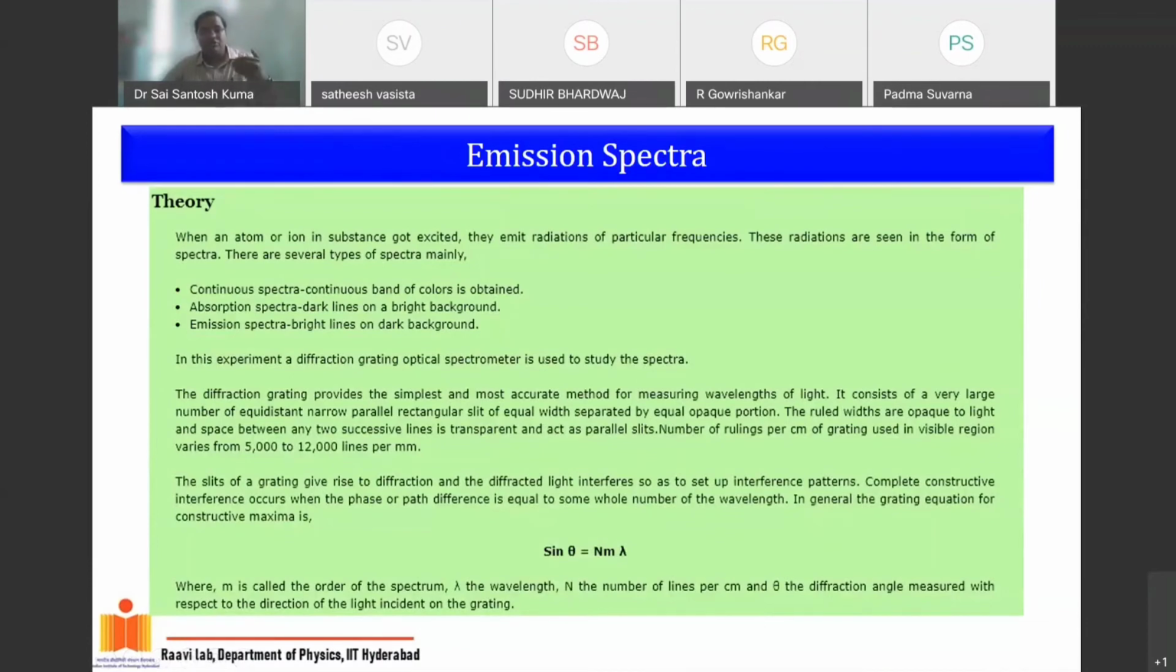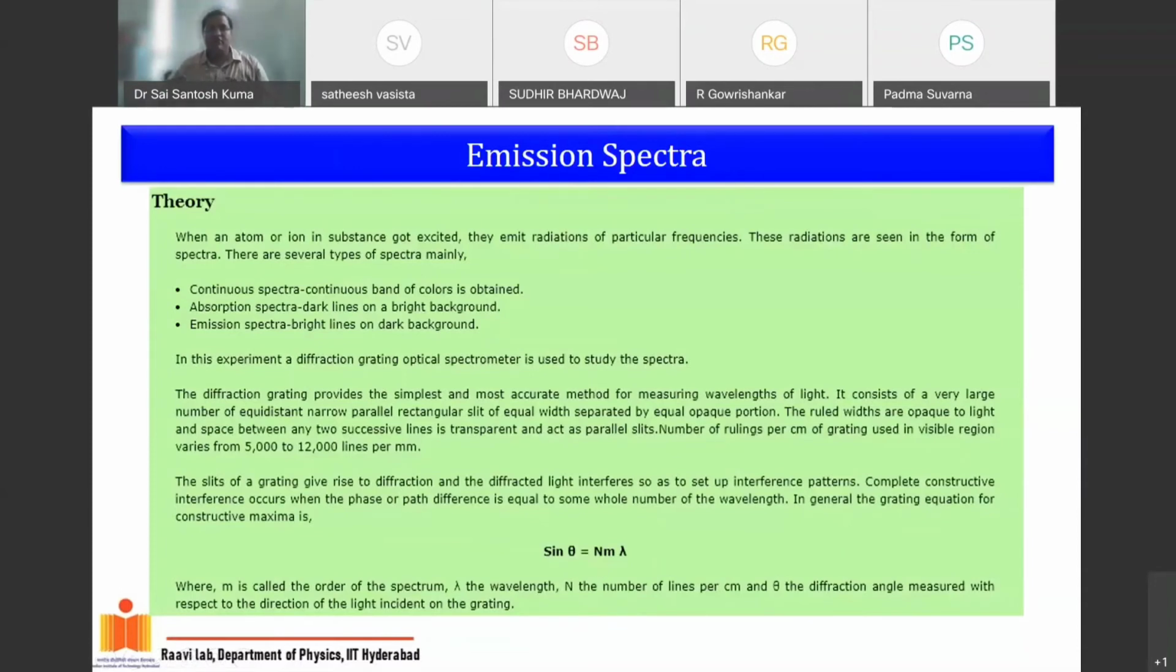We will try to change. We will try to use the vapors of each of the mercury, hydrogen, or neon, and study how the diffraction is taking place. And eventually, the final goal of this experiment would be to get the number of lines per centimeter or number of lines per millimeter of the diffraction grating. This is the output of the experiment.